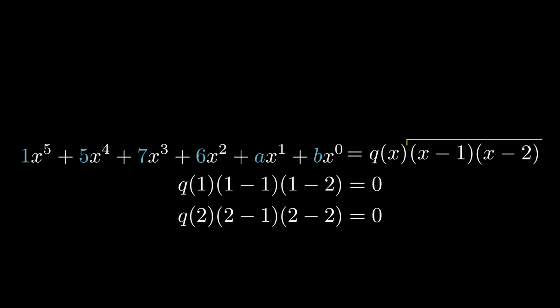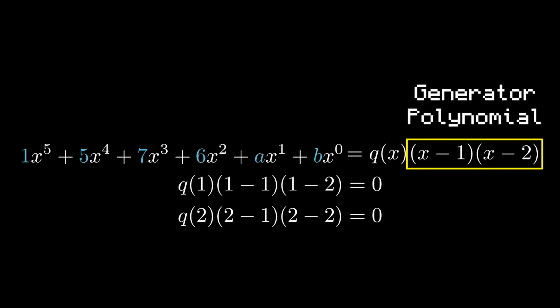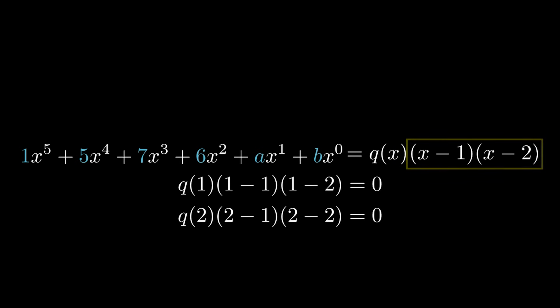By the way, the x minus 1, x minus 2 is called the generator polynomial. And I didn't have to pick 1 and 2, these could have been any numbers. Thus, there are lots of different choices for a generator. So now, I need to find the values of A and B.